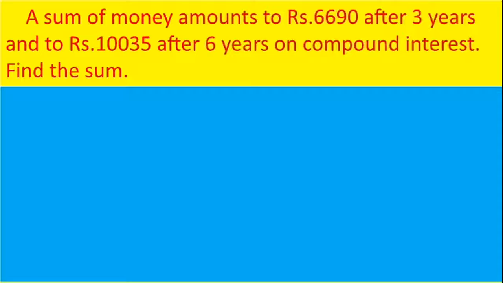A sum of money amounts to rupees 6,690 after 3 years and to 10,035 after 6 years on compound interest. Find the sum. Usually we will go with the formula P into (1 plus R by 100) whole power n, minus P, something like that. But how to do this question without a formula?